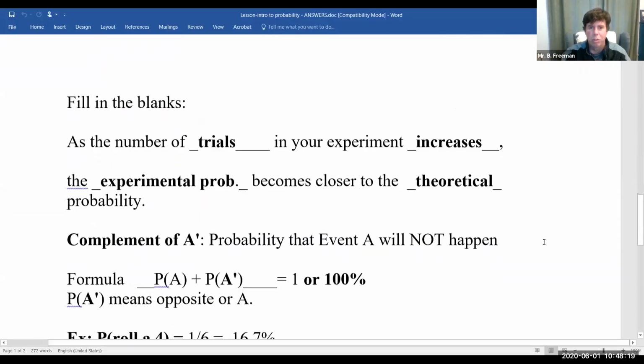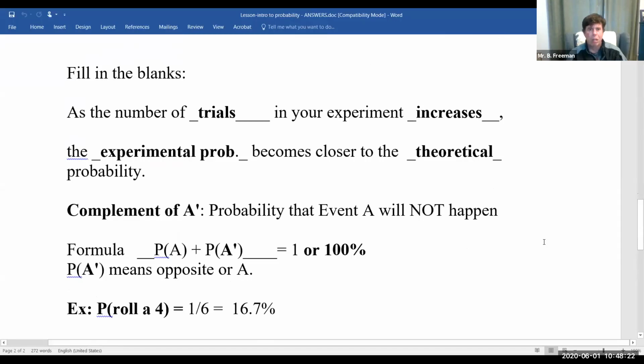And that leads into our final part here, where we look at some of these different terms and how those 3 types of probability relate. So as the number of trials in your experiment increases, what's that? Trial is the number of times you actually flip the coin, spin the spinner, draw a card from the deck. As the number of trials in your experiment increases, the experimental probability becomes closer to the theoretical probability. So what might start as a 30% chance of flipping tails will become a 50% chance, which is the theoretical probability.